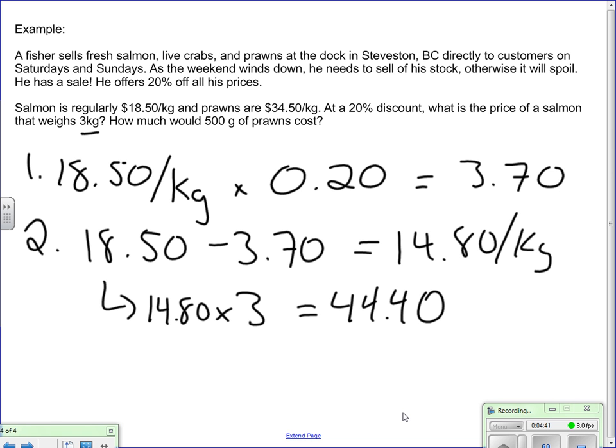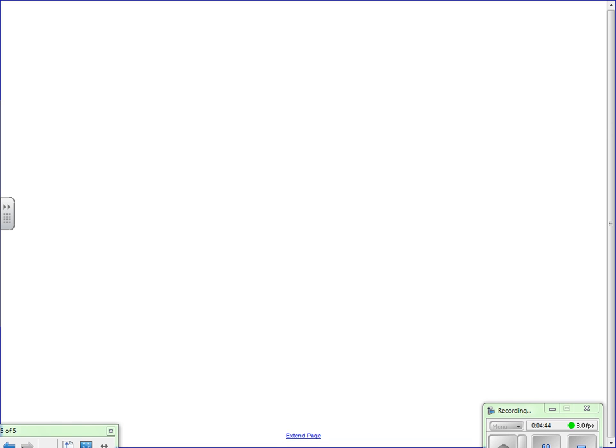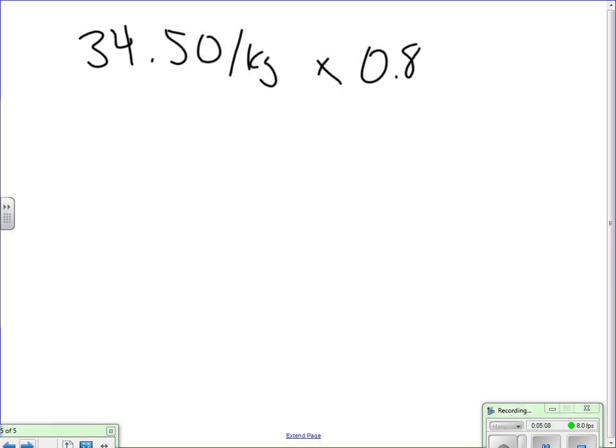Okay, now let's do the prawns. Prawns we're going to do the same way. So they are regular priced $34.50 per kilogram. We're going to take the, let's do it the 80% way. And we're going to find that to be $27.60 per kg.